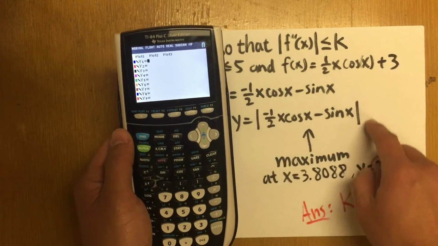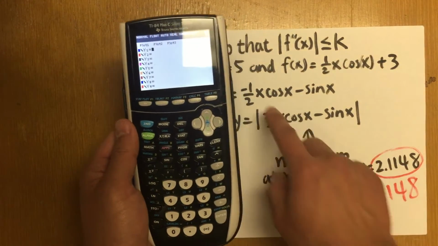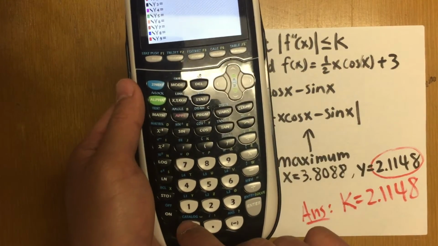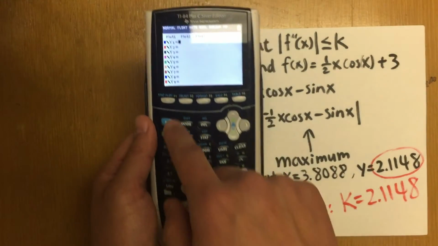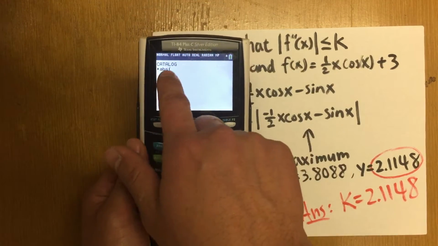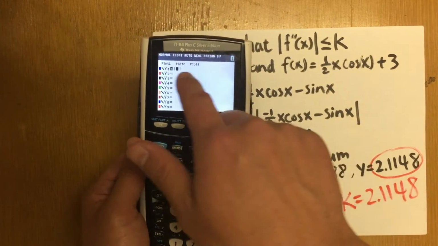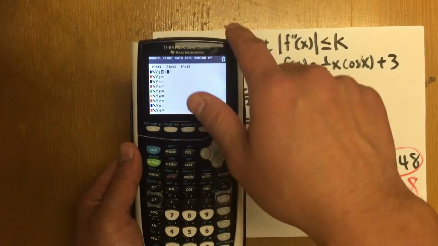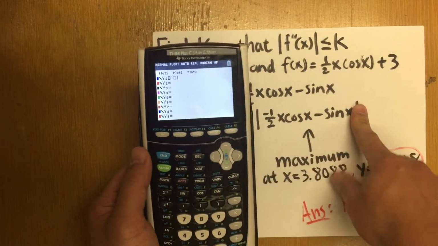And I'm going to enter this right here. I do have to have the absolute value. And to get the absolute value, you are going to go to catalog, and it's in blue, right? So I have to hit second, catalog. And then the first one, ABS, that's the absolute value. On my calculator, it does show you the straight bars. So that's the absolute value symbol.